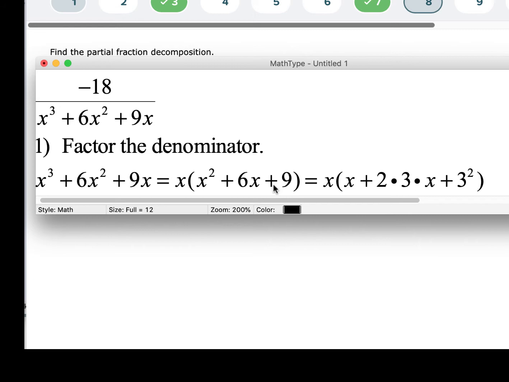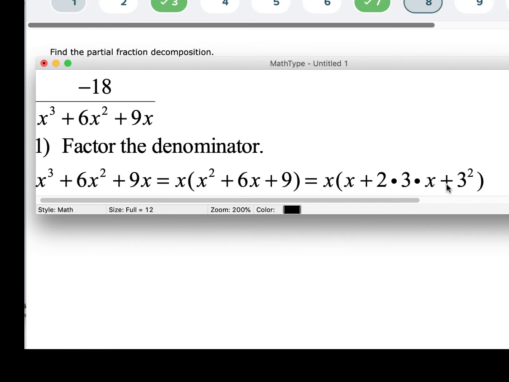You might be thinking, wait a moment, how do you know it's a perfect square trinomial? Well, you take the constant term, 9, and 9 is a perfect square. It's 3 squared. And if you double 3, you get the middle number, 6. That lets us know that we have a perfect square trinomial.